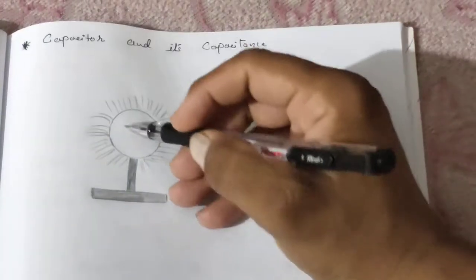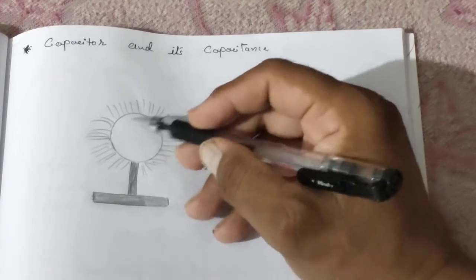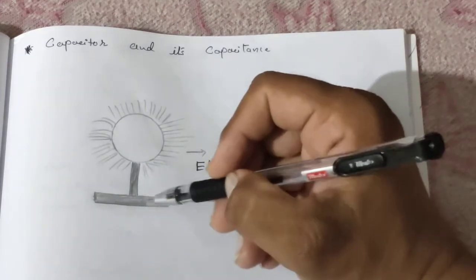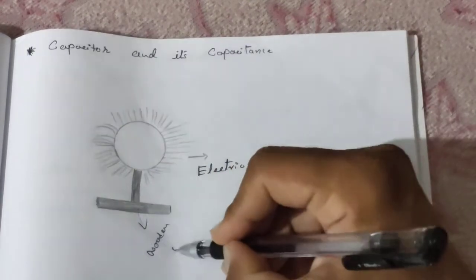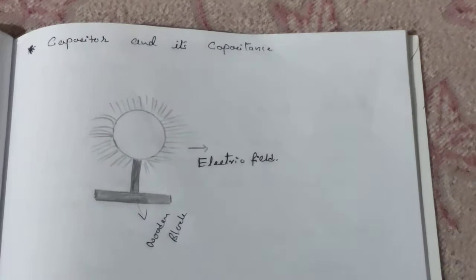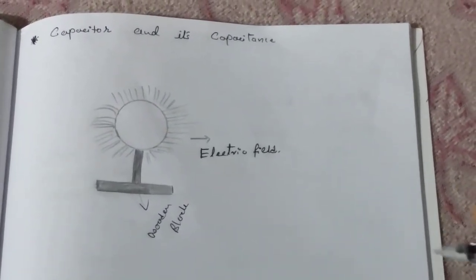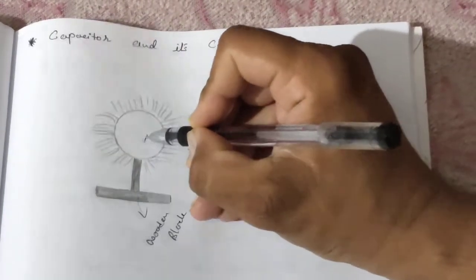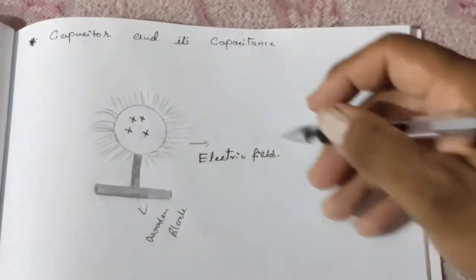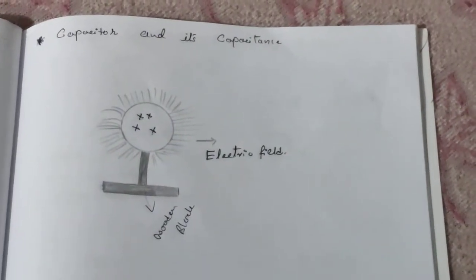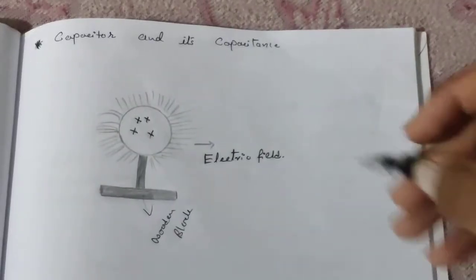So let's see. This is a conducting sphere. At present, basically you can see it's a wooden block, which is mounted over here. Now let's see, if I deposit a number of charges over here, then what happens? If I deposit charges one by one, you can observe that an electric field is produced around this conducting sphere.